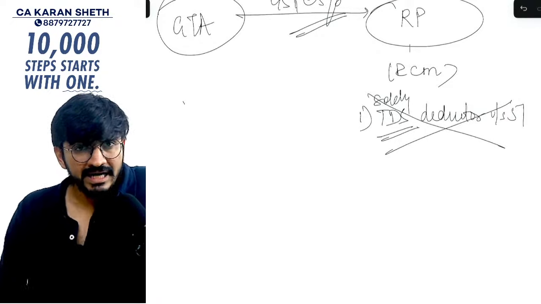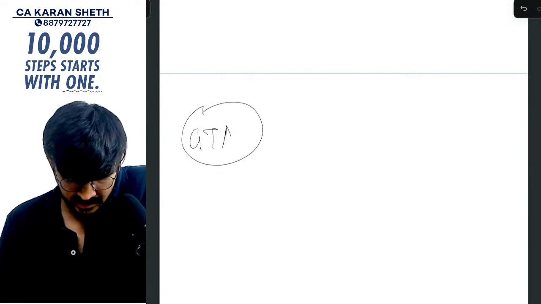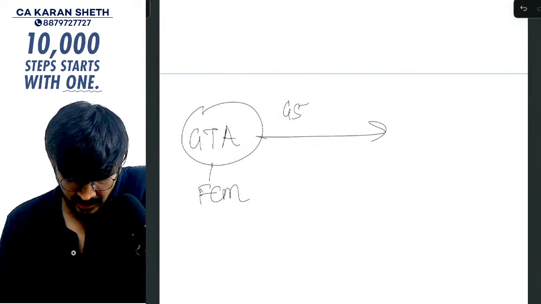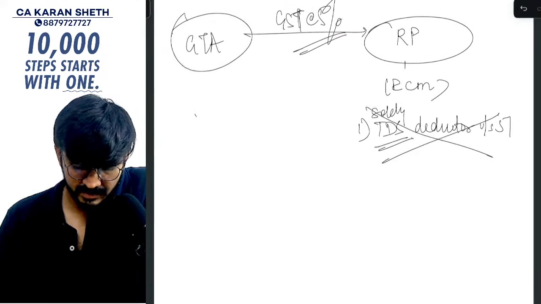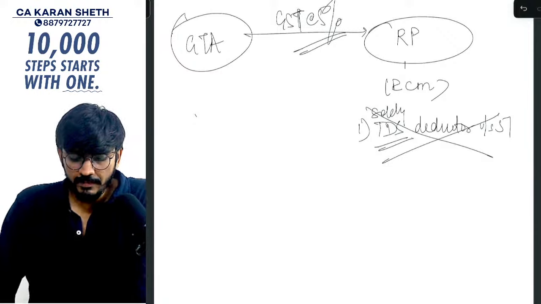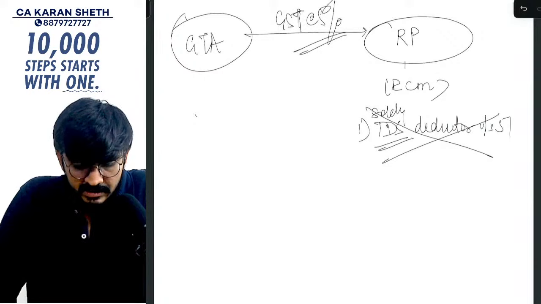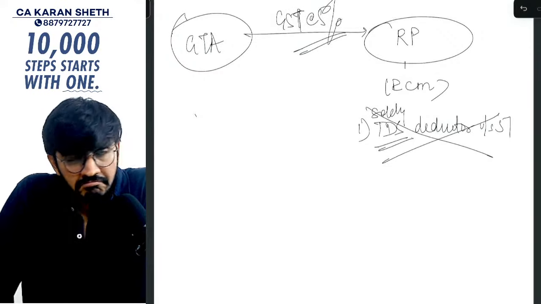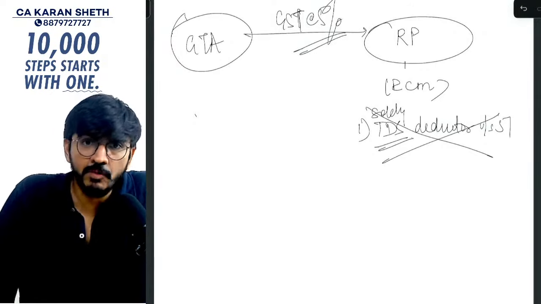Okay, will the GTA pay tax? No. In the case of a GTA, he will only pay tax as per FCM when he charges GST at the rate of 12%. Okay? That's it. So clearly, GST is at the rate of 5%. The recipient is registered. If the recipient is a TDS deductor, solely a TDS deductor, RCM will not apply. Will FCM apply? No.